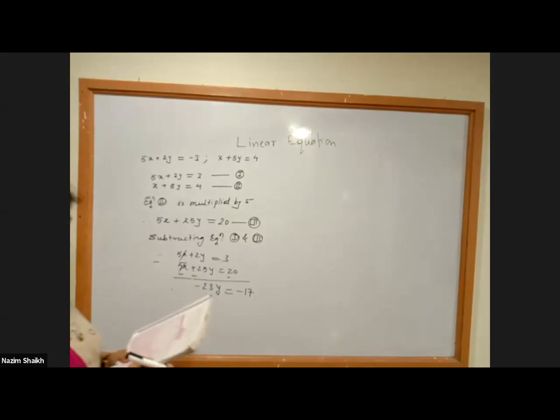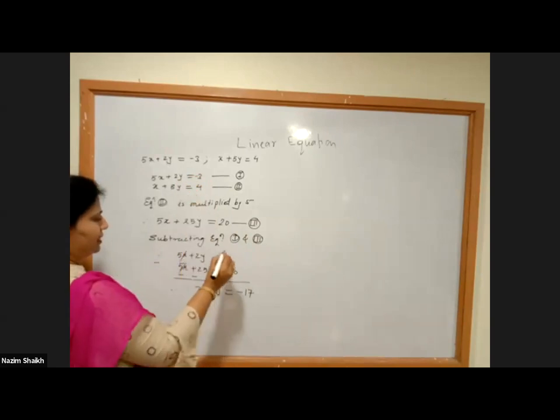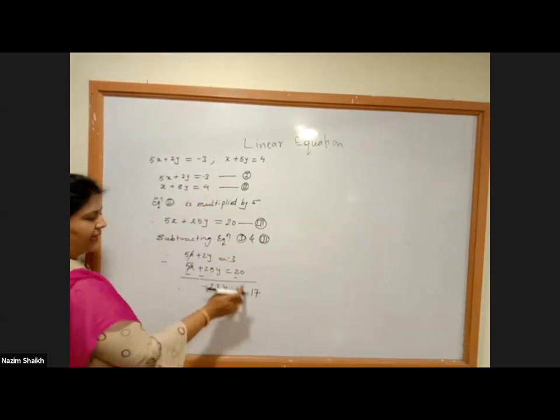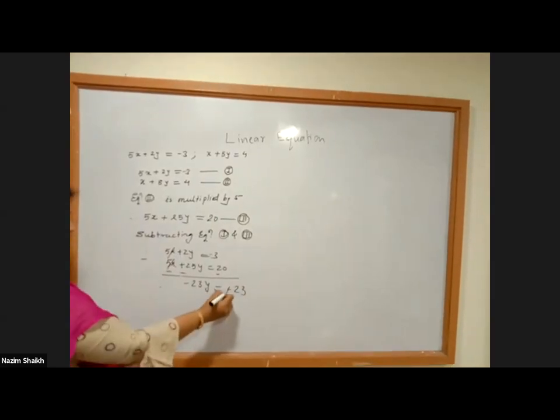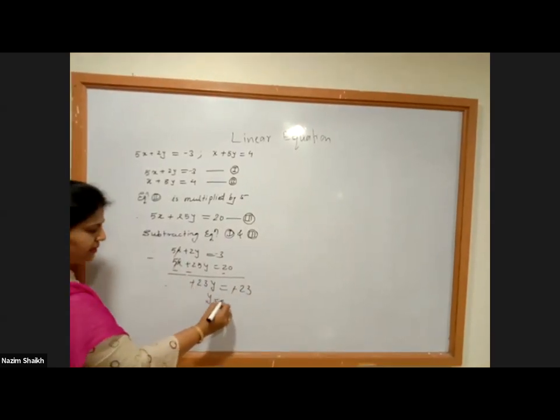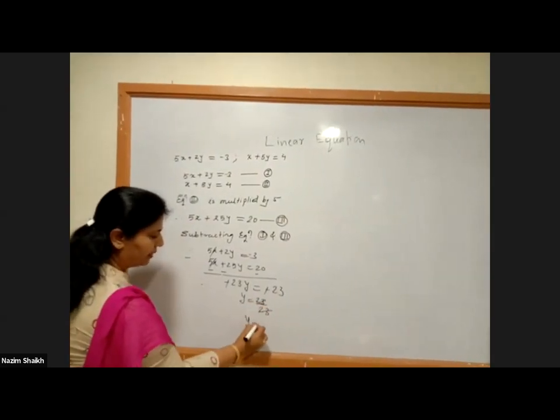Oh, so I made the mistake here. It is minus 3 times. This is minus. So minus 3 and minus 20, that is minus 23. Minus minus cancel, y is equal to 23 upon 23. So y is equal to 1.